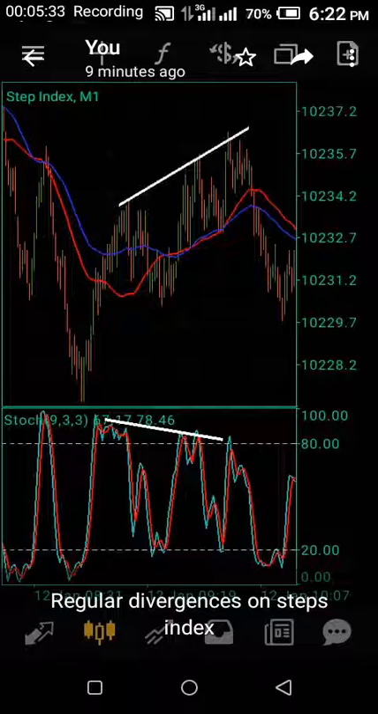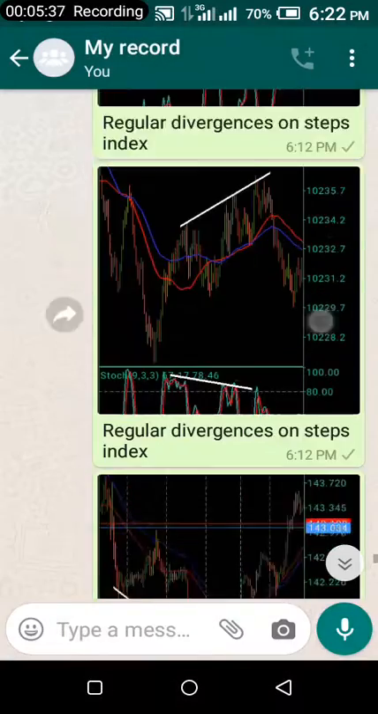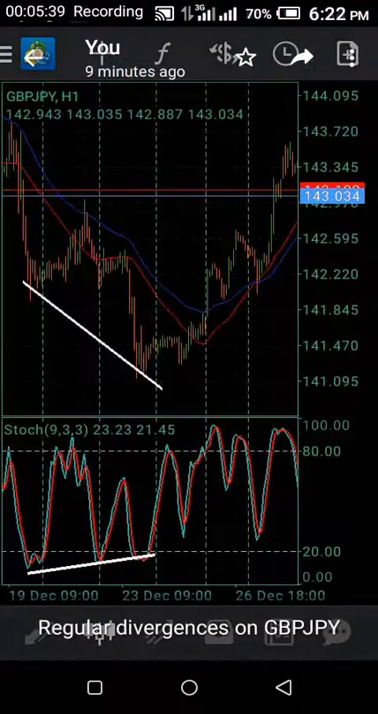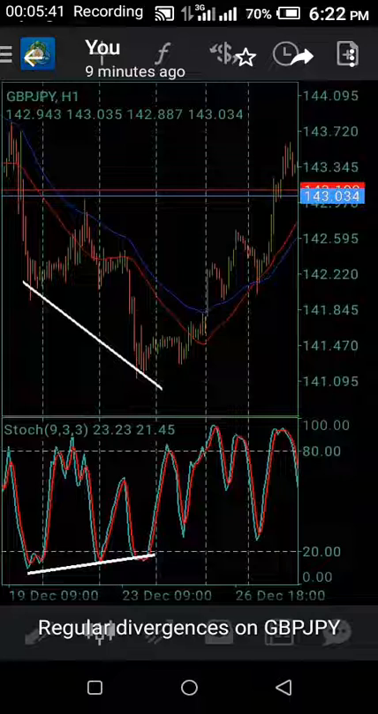Look at the way I drew it on the stochastic. That's a regular divergence. It will surely come. Let's see another one. See a beautiful one in GBP/JPY. Can you see? It does not only occur in volatility, it occurs in currency pairs as well. Can you see GBP/JPY?